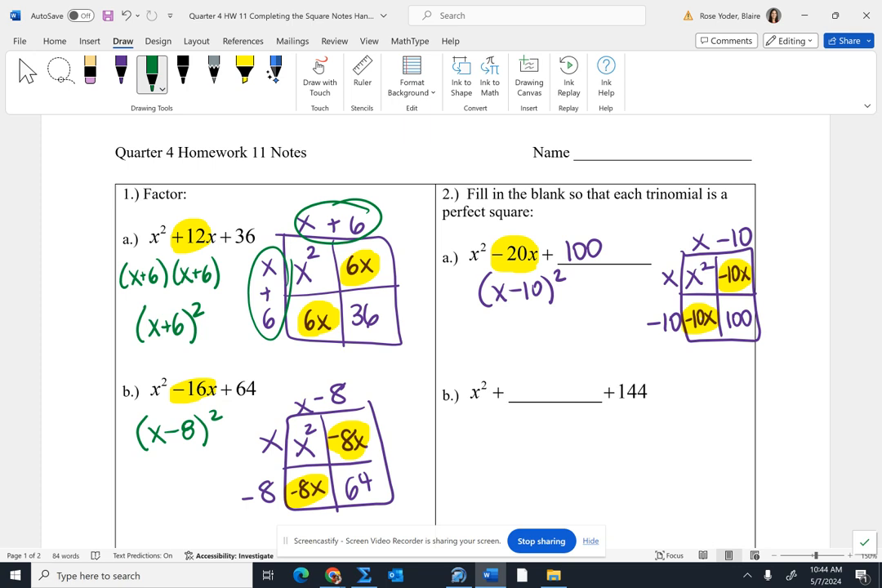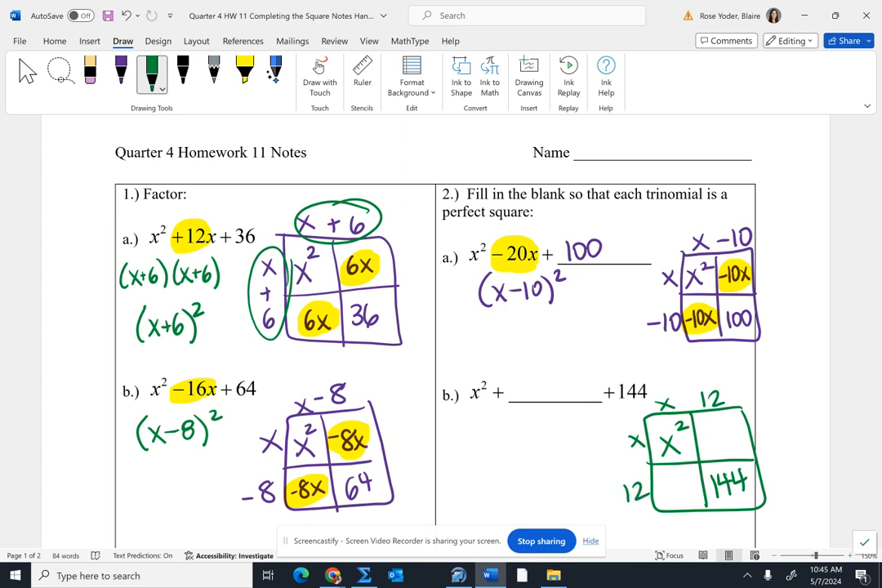Let's see if we can do that for the next one without even making a box. So actually, no, I will make a box. I need 144 this time. So x squared, I'm going to have x and x. 144, I'm going to have 12 and 12.